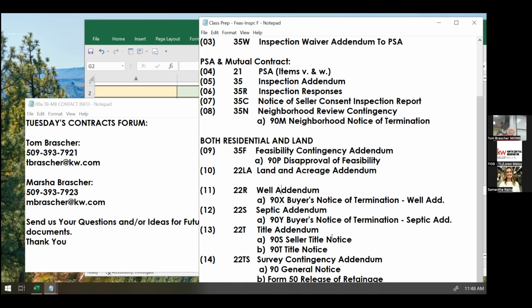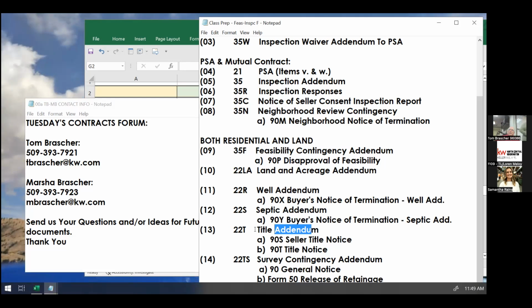So for today, there's a bunch of smaller forms to go through to wrap up all 14 topics. That's the well addendum, the septic addendum, the title addendum, and the survey contingency. Now, for the title addendum, when I get to that one, I'm going to skip over the analysis of title reports as a separate subject.